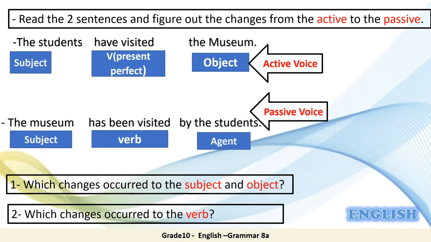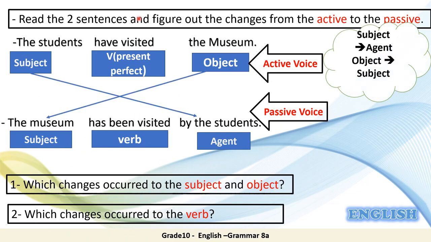What about the verb in this sentence? Let's read it together. The students have visited the museum. It's the present perfect. Very good. Let's figure out the changes in the passive. For the subject and object, it's always the same. As you can see, the subject becomes agent and the object becomes a subject.